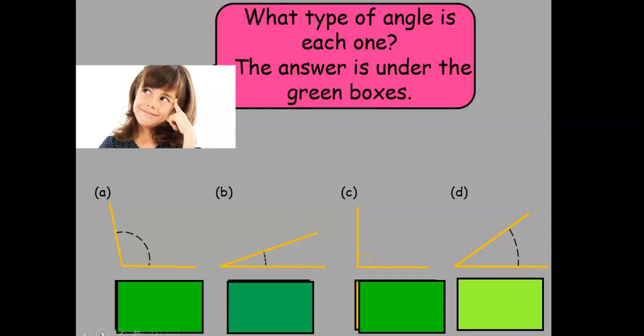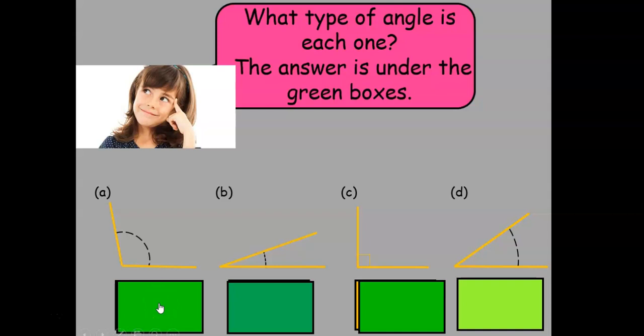An acute angle, which is our baby angle, is less than 90 degrees. A right angle is exactly 90 degrees. An obtuse angle is an angle that is between 90 degrees and 180 degrees, and any angle that is greater than 180 degrees we call a reflex angle. Okay, are you ready? Let's start with A.